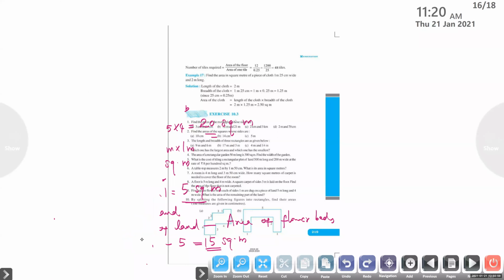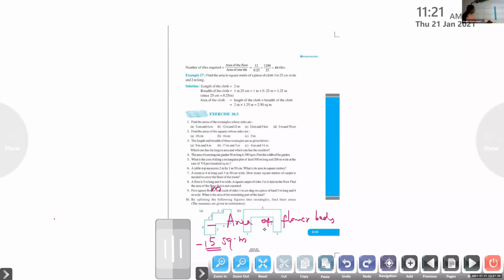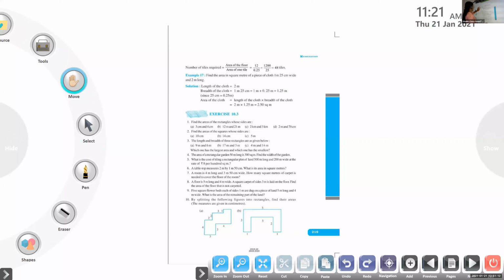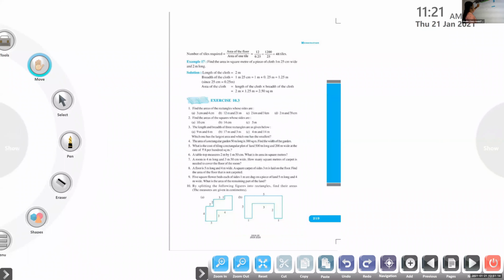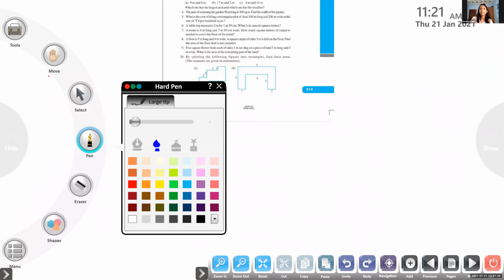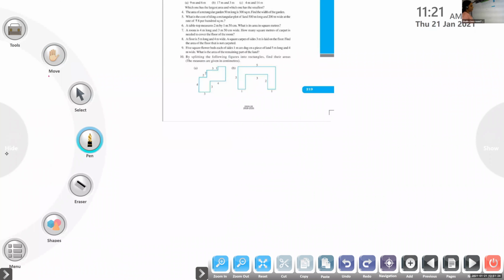Next question is an activity for you. I used to give this activity. Can you see two figures there? Yes, ma'am. It is very interesting. You have to find the area of these shapes. Okay, it is an activity. You can do it in an A4 sheet. By next week, I'll show you how it is.